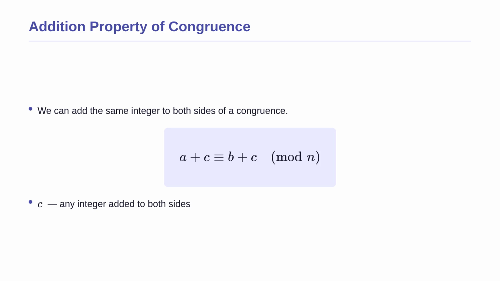Now that we understand the basic traits, let us look at how we can manipulate these equations. Beyond the basic equivalence traits, you can also add or subtract the same number from both sides of a congruence, just like a normal algebraic equation. The formula shows the addition property. If you start with two numbers, a and b, that are congruent modulo n, and you add the exact same integer c to both of them, the new sums will still be congruent to each other. The balance of the remainders is perfectly preserved. If c increases, both sides shift equally.